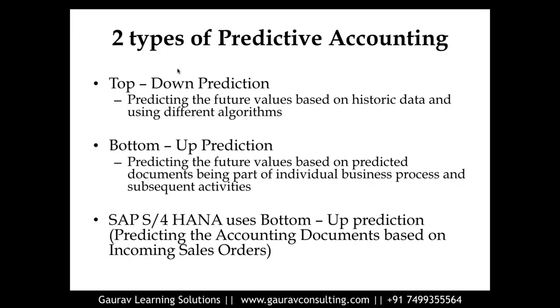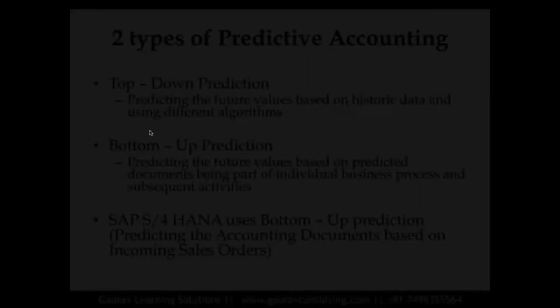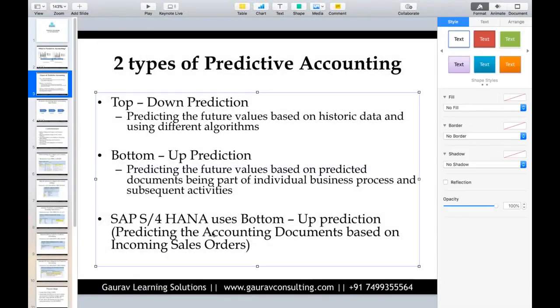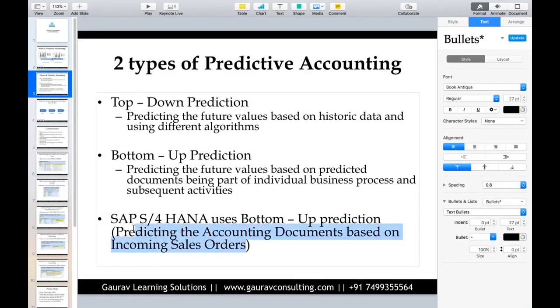Why? Because in SAP, whatever predictive accounting we do is going to be based on the business processes that we follow in the previous month. To take an example, if you see the example slide here, what we are talking about is prediction of accounting documents based on incoming sales orders. So this is nothing but predictive accounting. Now, what does it mean? Let's take a simple example. When we talk about revenue, all the revenue coming in SAP is coming mainly from the sales module, the sales and distribution module, SD module.